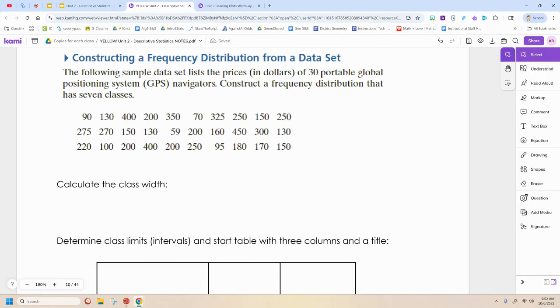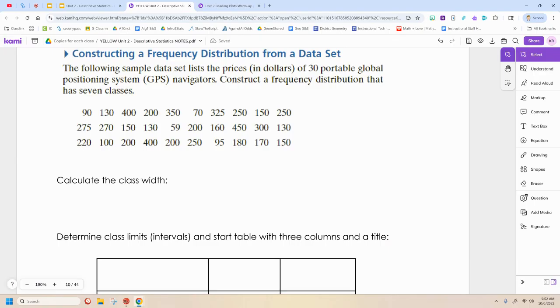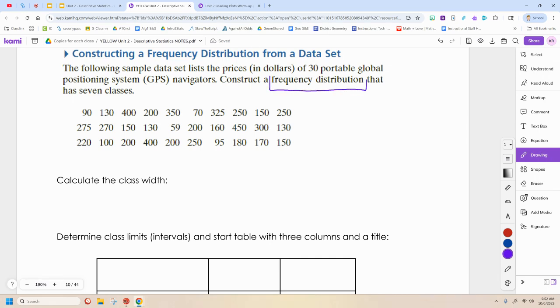So here we have a sample data set of the prices of 30 portable GPS positioning systems. Construct a frequency distribution with 7 classes. So first of all, what is a frequency distribution? It literally is just making the table. Make the table. And then I am telling you the desired number of classes. So I want you to have 7 intervals.